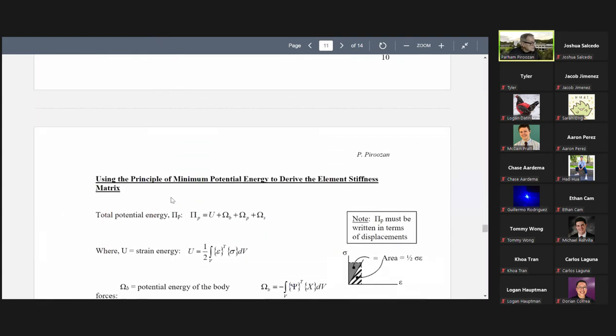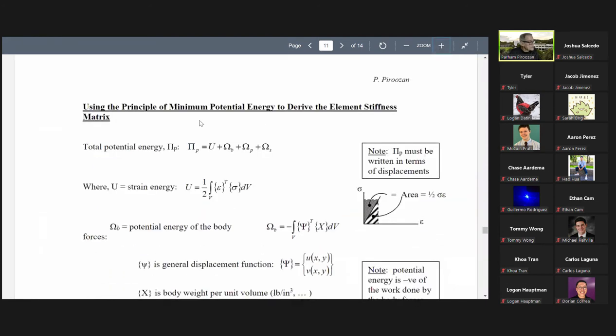So what we are going to do, we didn't discuss this, I think, the principle of minimum potential energy. We were at the beginning. Am I right? Anyone remembers? This is where we left off. Yes. So we are here.